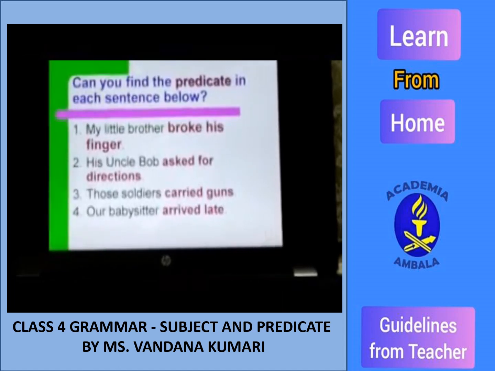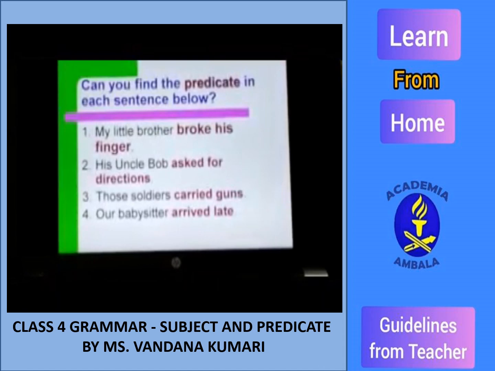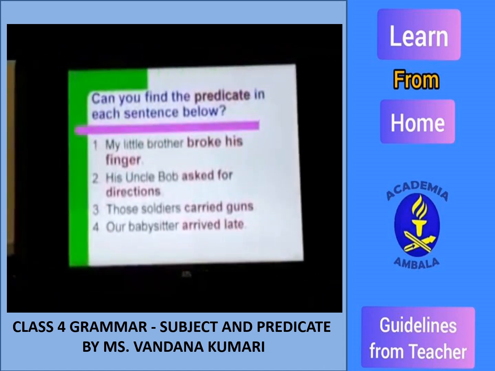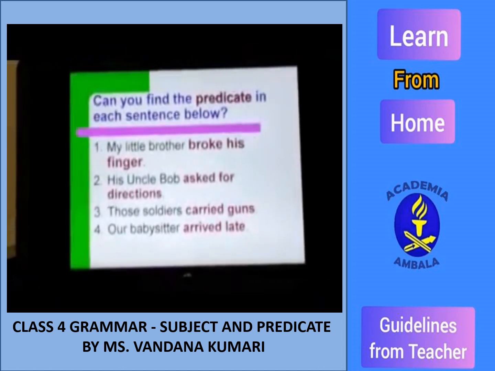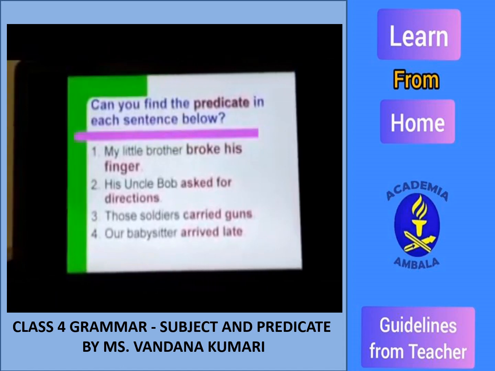Now, what is the subject here? What happened with the subject? He broke his finger. What are we saying about the subject? That he asked for directions. In the third one, what are we saying about the soldiers? That they carried guns. And what are we saying about the babysitter? That she arrived late. So these are the predicates.